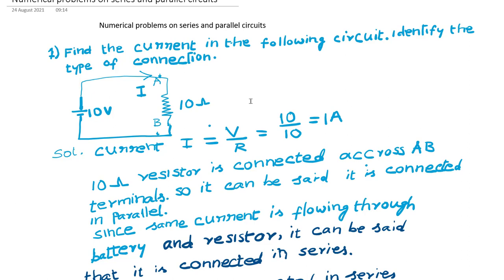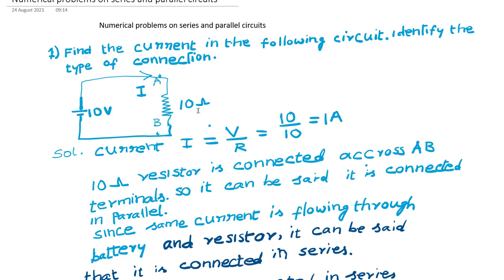Now we apply first series connection feature. You look at this. So the current coming out of the source 10 volts is I ampere. The same current is flowing through the resistor 10 ohm. Means this 10 ohm resistance, we can say it is connected in series with the 10 volts supply.